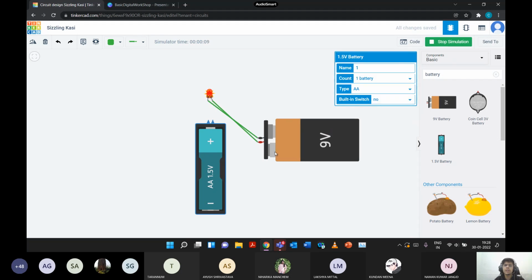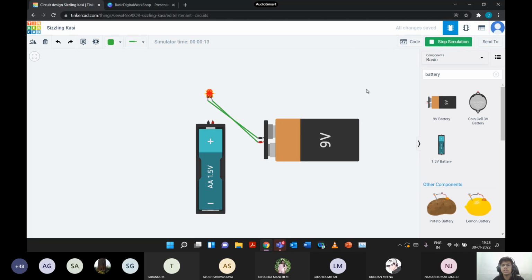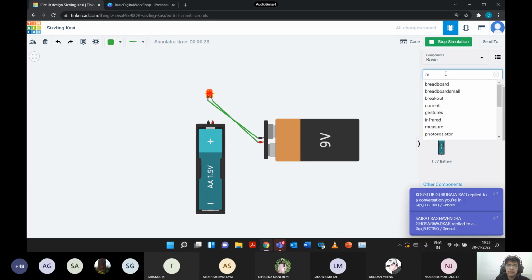So we have to consume power before the current goes through the LED. So tell me which component will we use? Okay, we'll use a resistor.